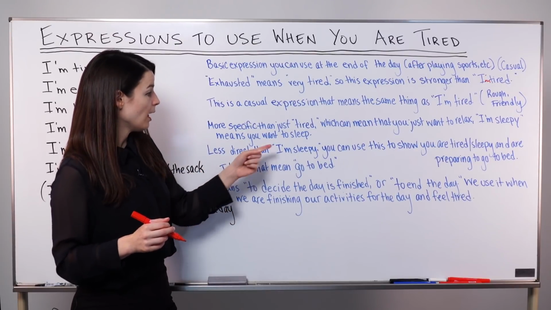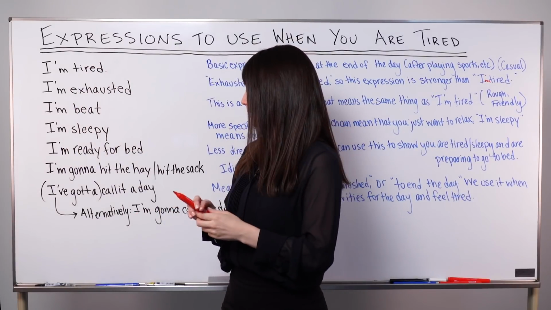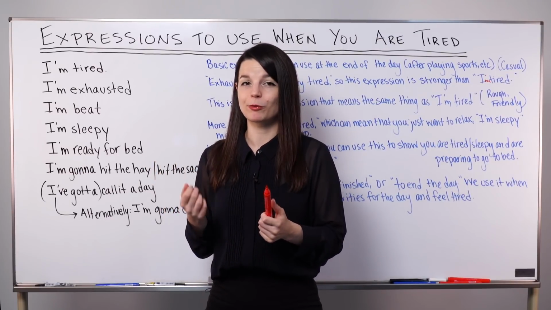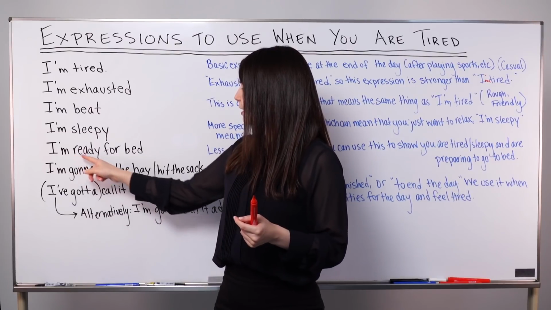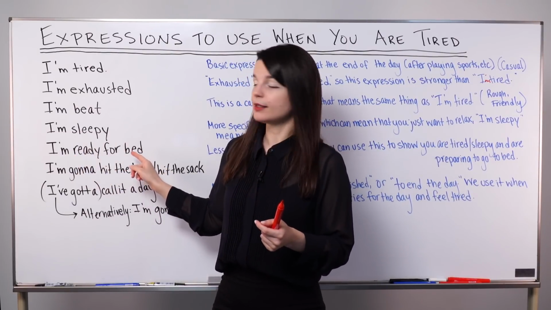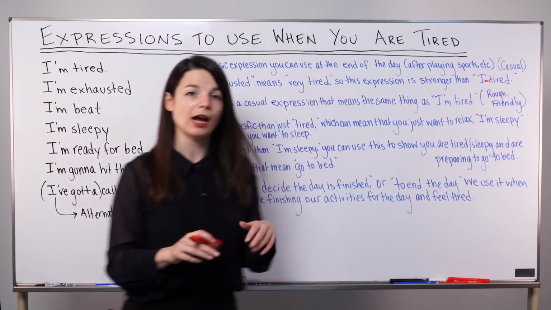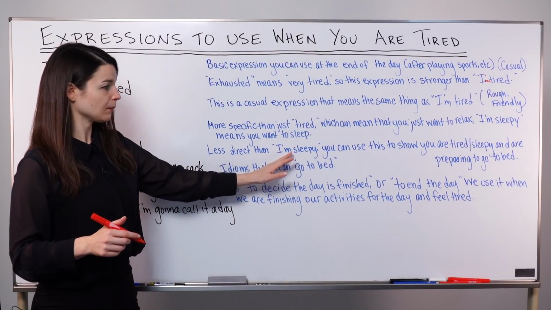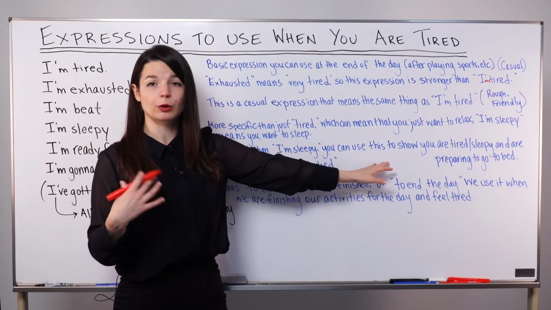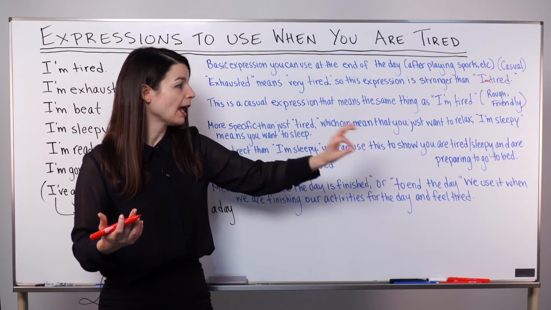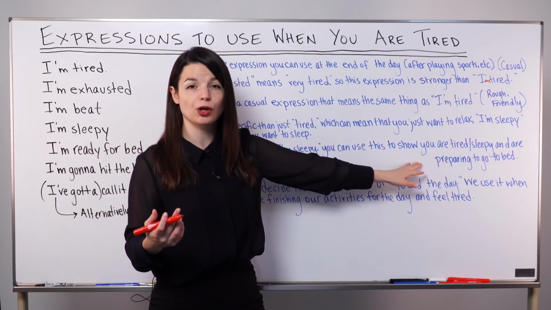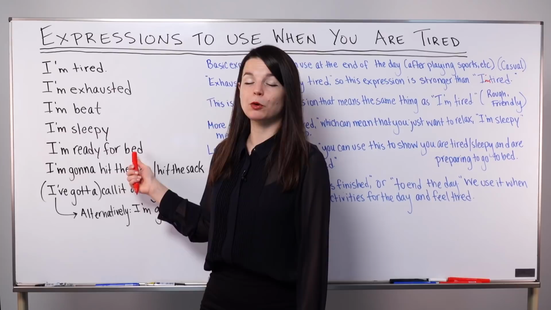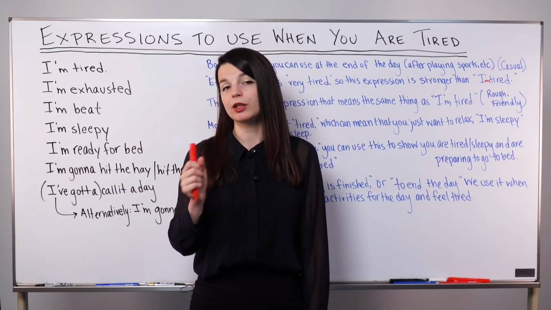Okay, so let's move on to a related phrase then, which is this. I'm ready for bed. So this is a less direct way to say I'm sleepy. I have it written here as well. This is less direct than I'm sleepy. So you can use this to show you are tired or to show you are sleepy and you are preparing to go to bed. So this, I'm ready for bed, or I'm ready to go to bed. You could use that as well.